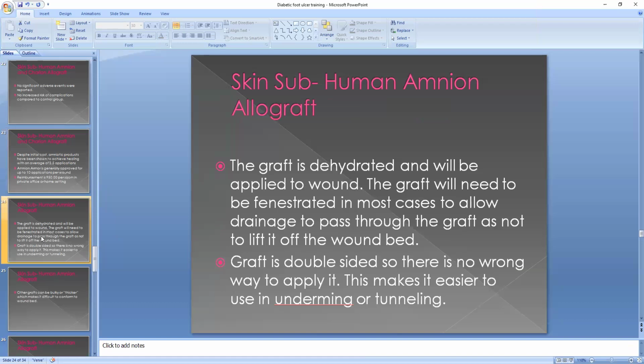So again, the graft is dehydrated and it'll be applied to the wound bed, and in most cases it needs to be fenestrated, where they cut holes in it to allow the drainage to pass through. Otherwise, it'll pool under there and lift the graft off. So you don't want that to happen. The good news is the graft is double-sided, so there's no wrong way to apply it, and this makes it easier to use in undermining areas or tunneling.